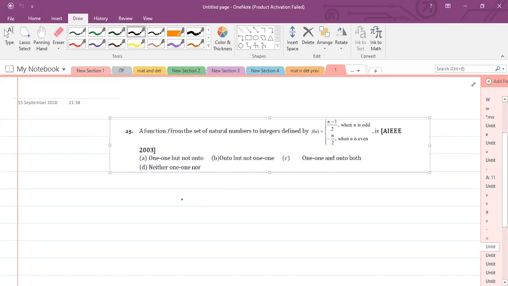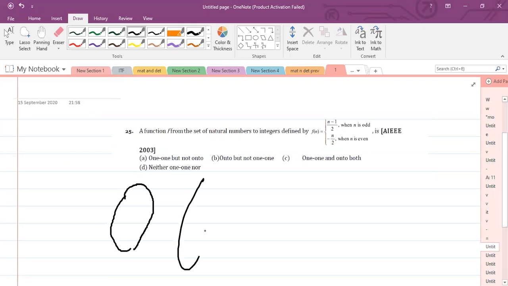So here the definition is split. Therefore, for these split-definition problems, it's better to draw an arrow diagram. The function f is defined from the set of natural numbers to integers. So here we take 1, 2, 3, 4, 5, 6, which is enough. From these values we can identify whether it is 1-1 and onto or not. We can get the idea like this.